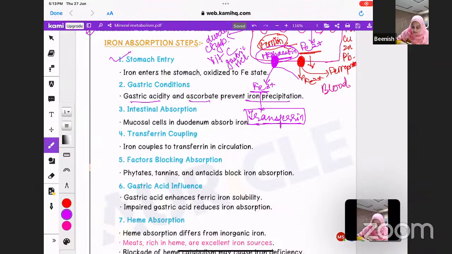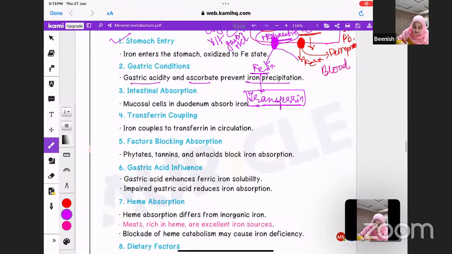Then mucosal cells in duodenum absorb iron. You just saw how. Then iron couples to transferrin in the circulation. Transferrin is the transport protein. So after being absorbed via the enterocytes, it is transported out via ferroportin, and then it is carried to the respective target organs via this transport protein known as transferrin.